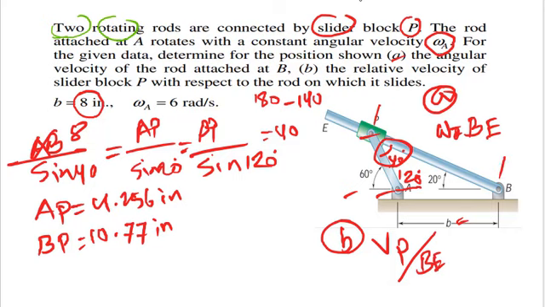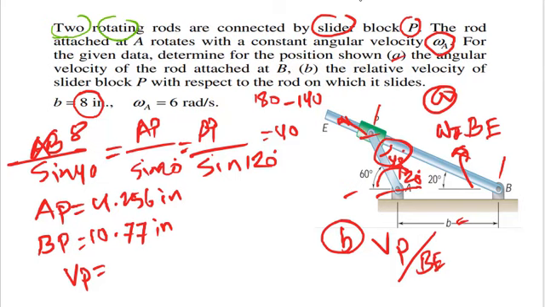Now we have to find the relative velocity. This VP is the linear velocity. Two types of velocity are acting here on the rod. This one is the linear velocity, but this one is the angular velocity, and on this one also there is angular velocity, right? Okay, we know VP is the linear velocity.